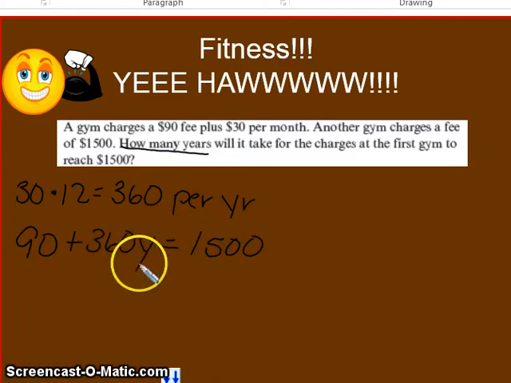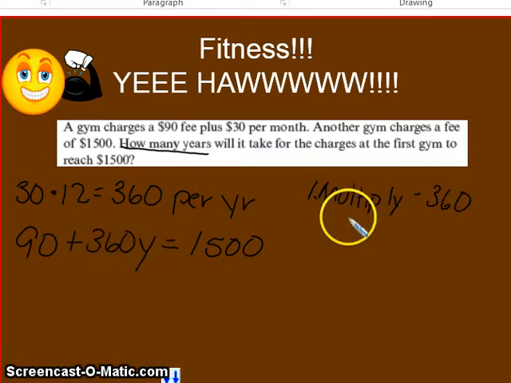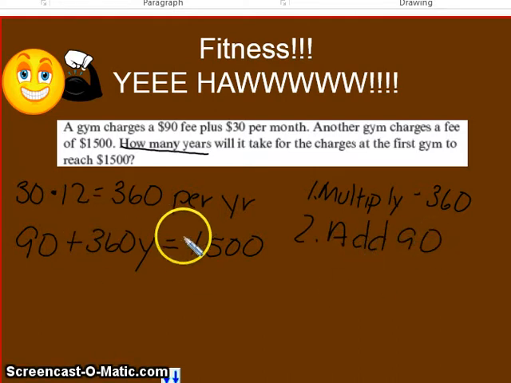If I knew what y was, I would multiply 360 by y. So my first step would be multiply by 360. Now, after I multiplied y times 360, the next thing I would do would be to add 90. In order to solve this and figure out what number I could plug in for y to make it true, I'm going to do these steps with the opposite operations in the opposite order. So the last thing I said to do would be to add 90. So instead, I'm going to subtract 90.